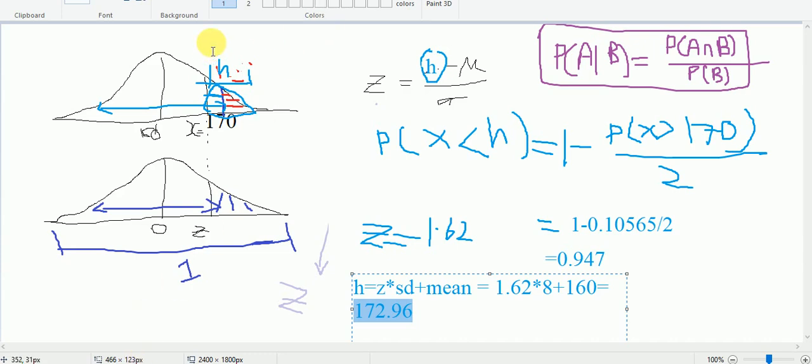Now, this was all for normal distribution. Now I will end this lecture with an example on Poisson distribution.